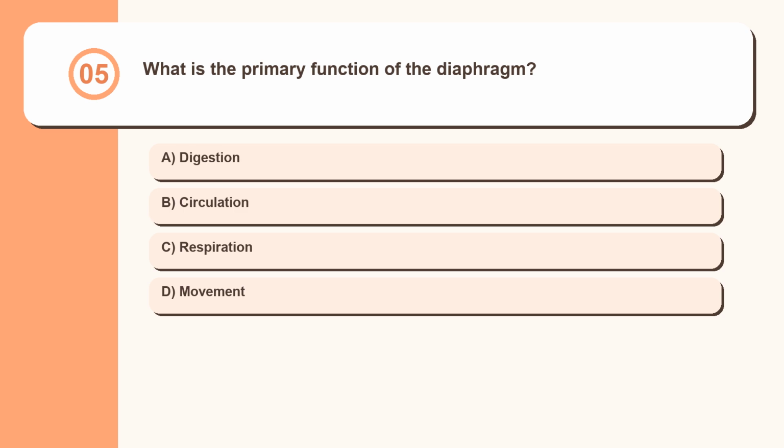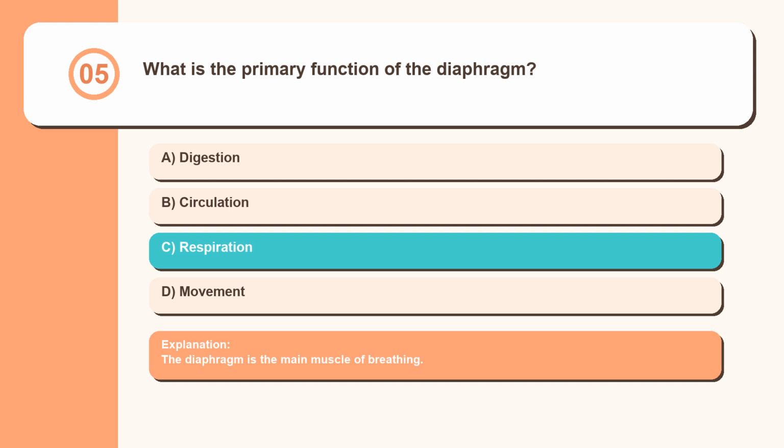Question 5. What is the primary function of the diaphragm? Digestion, circulation, respiration, movement. The diaphragm is the main muscle of breathing.